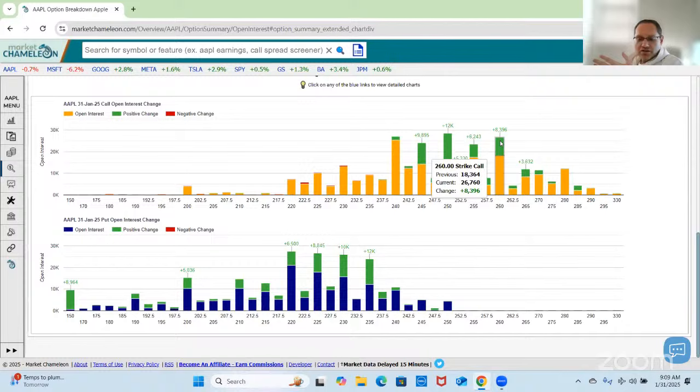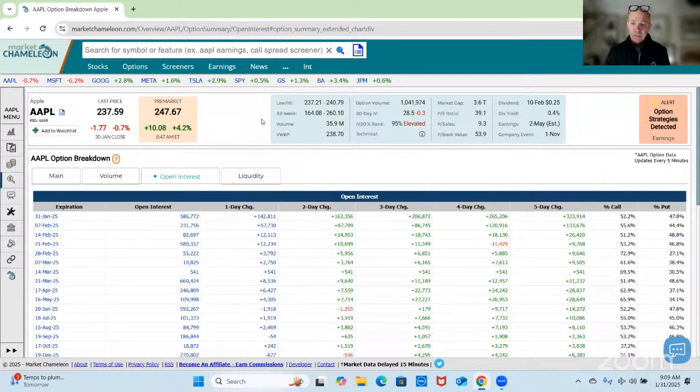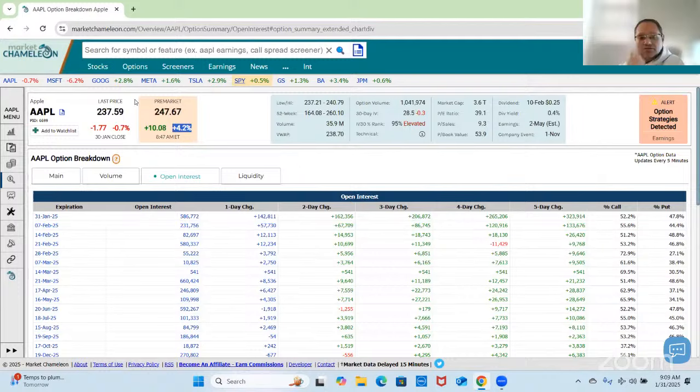And Apple, I think, reported earnings yesterday. Yep, it reported earnings yesterday. So it's up 4.2% in the pre-market. You could see it went from 237 to 247.